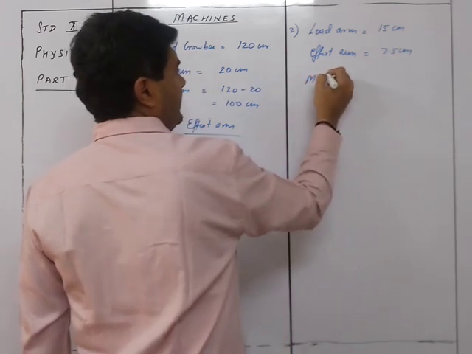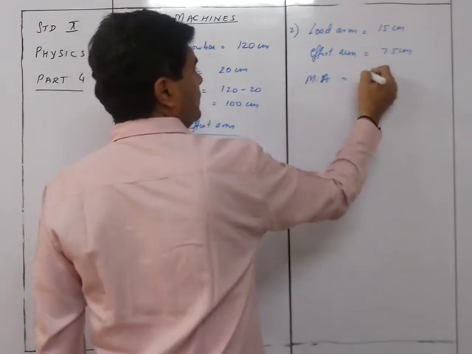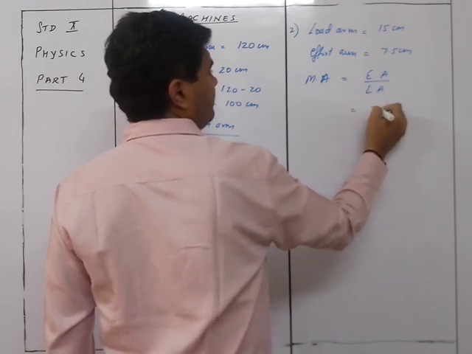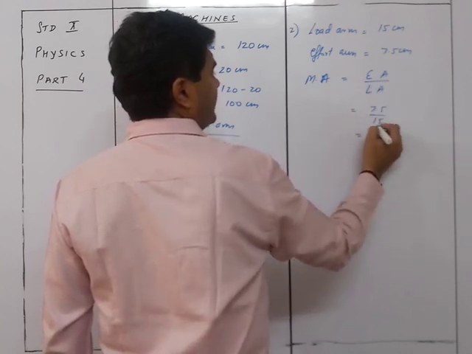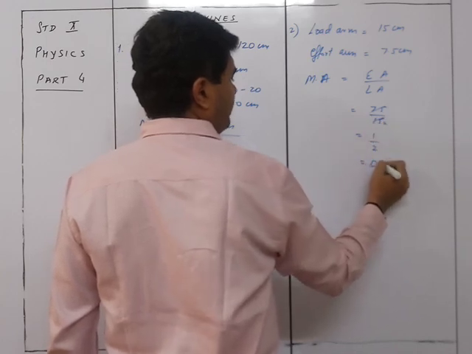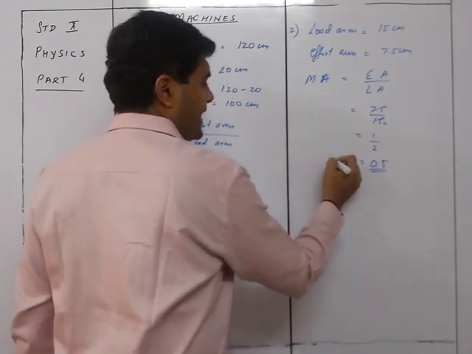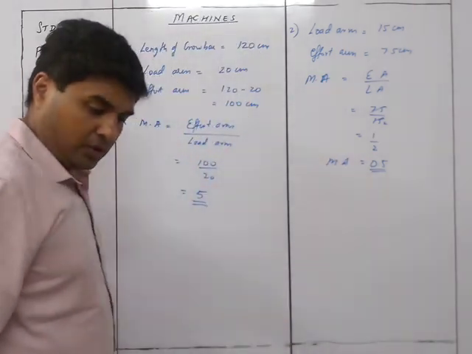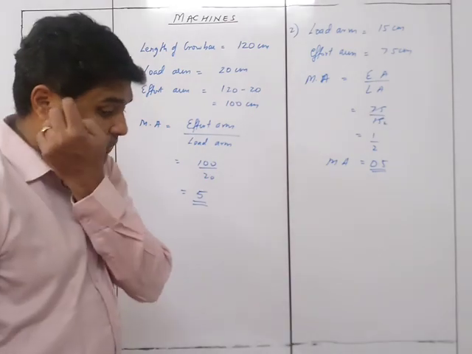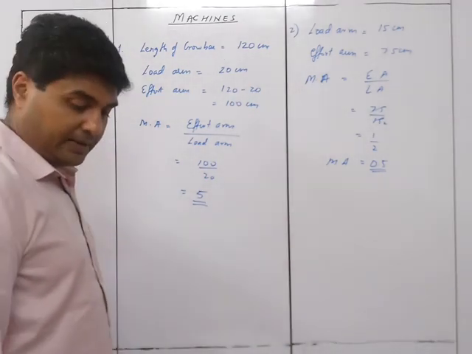So we know that MA is equal to effort arm upon load arm, that is 7.5 upon 15, that is 1 upon 2, which is equal to 0.5. This is the mechanical advantage of this particular scissor. The mechanical advantage of scissor is 0.5. We know it's a speed multiplier.